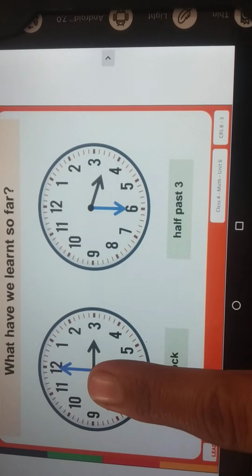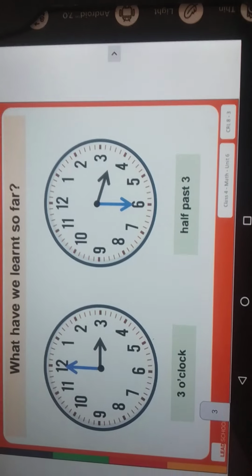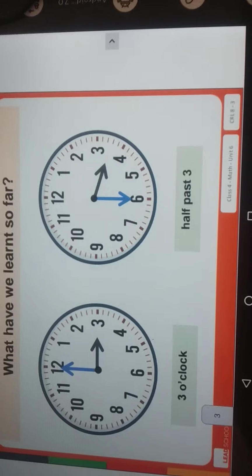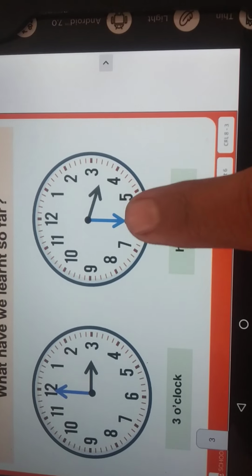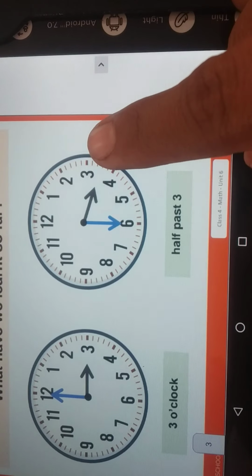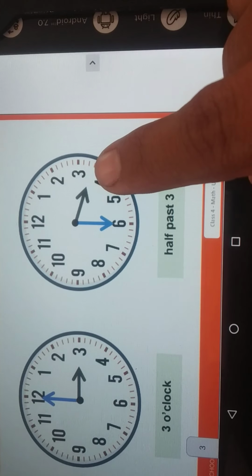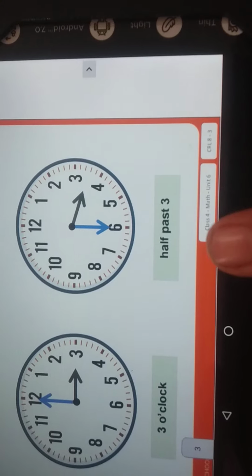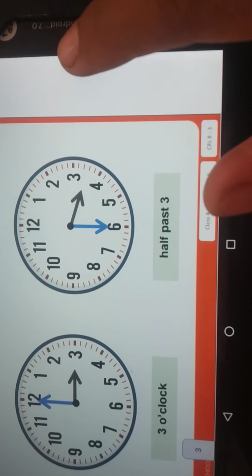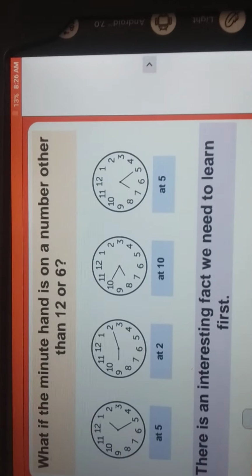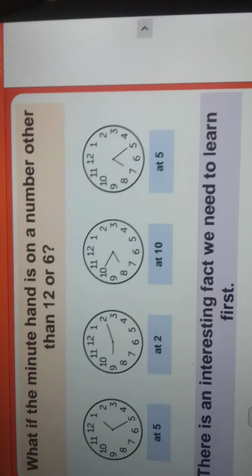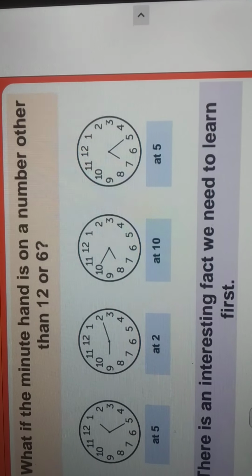Minutes hand on the 12, so that means 3 o'clock. What we said? 3 o'clock. And minutes hand on 6, in between 3 and 4. At that time we'll read it as half past 3. Half past 3. Okay. Now, what if the minutes hand is on numbers other than 12 or 6?